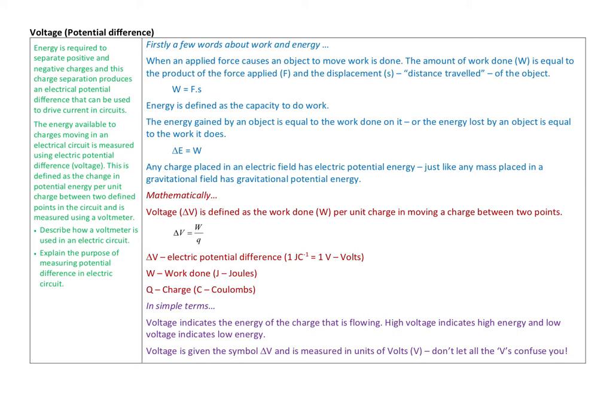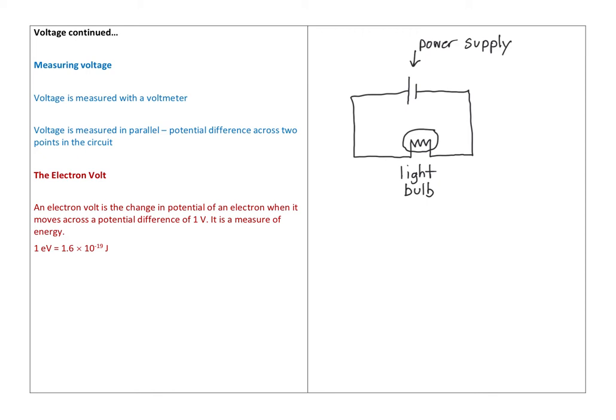Okay, there's a couple more things about voltage that we need to talk about that relate to what's here, and we'll do that in the next slide. So when we want to measure voltage, we use an instrument called a voltmeter. We'll use these when we have a prac. And voltage is always measured in parallel. We're going to talk more about parallel and series circuits later, but I'll briefly show you what that means in a sec.